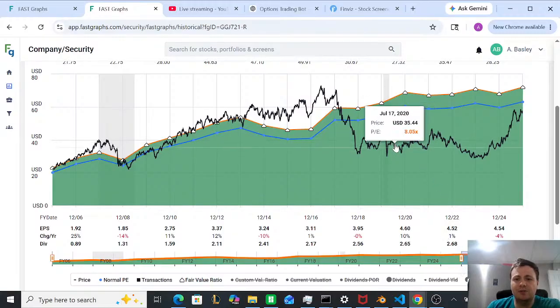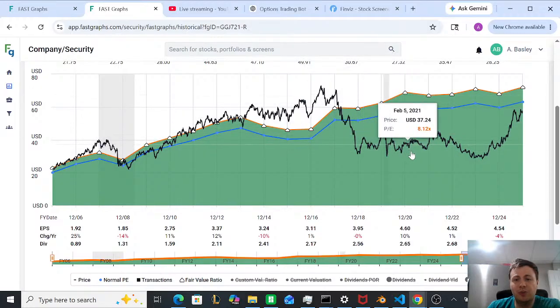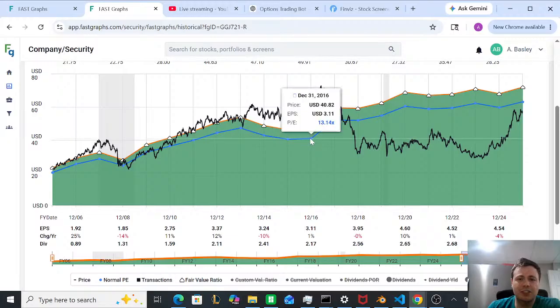If we would have been looking at this, we can see that the share price is trading far below what the fair value line is. And we can see that historically British Tobacco has always traded at a discount to what the 15 PE is, at least that's what the average says.